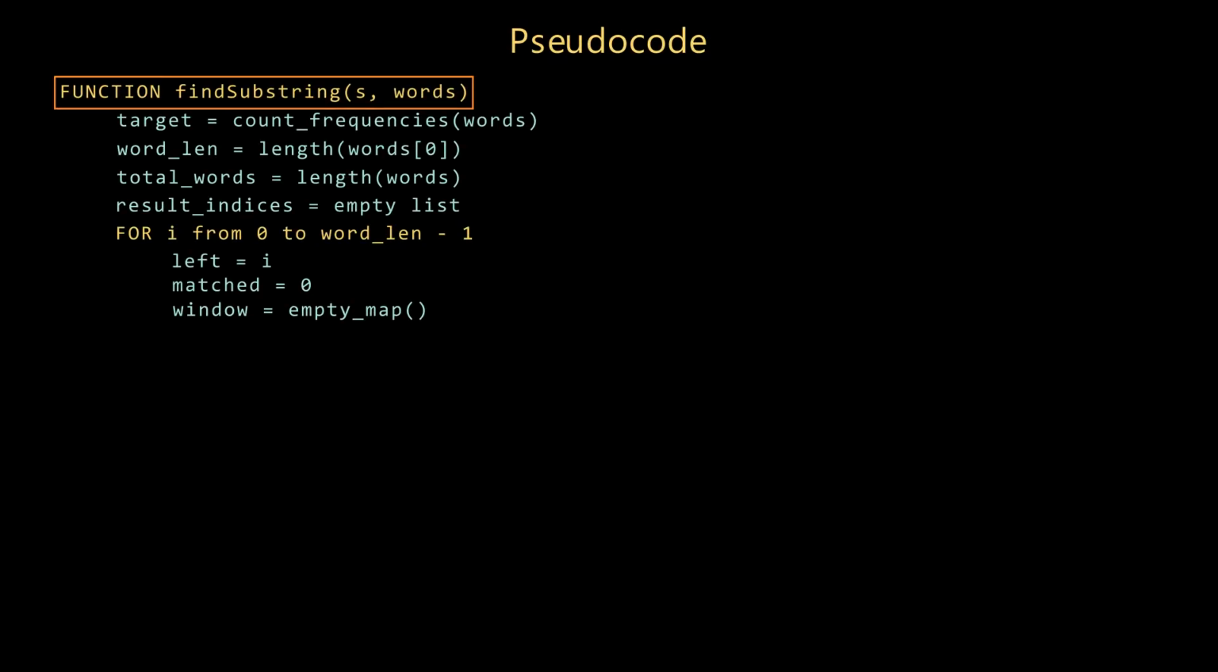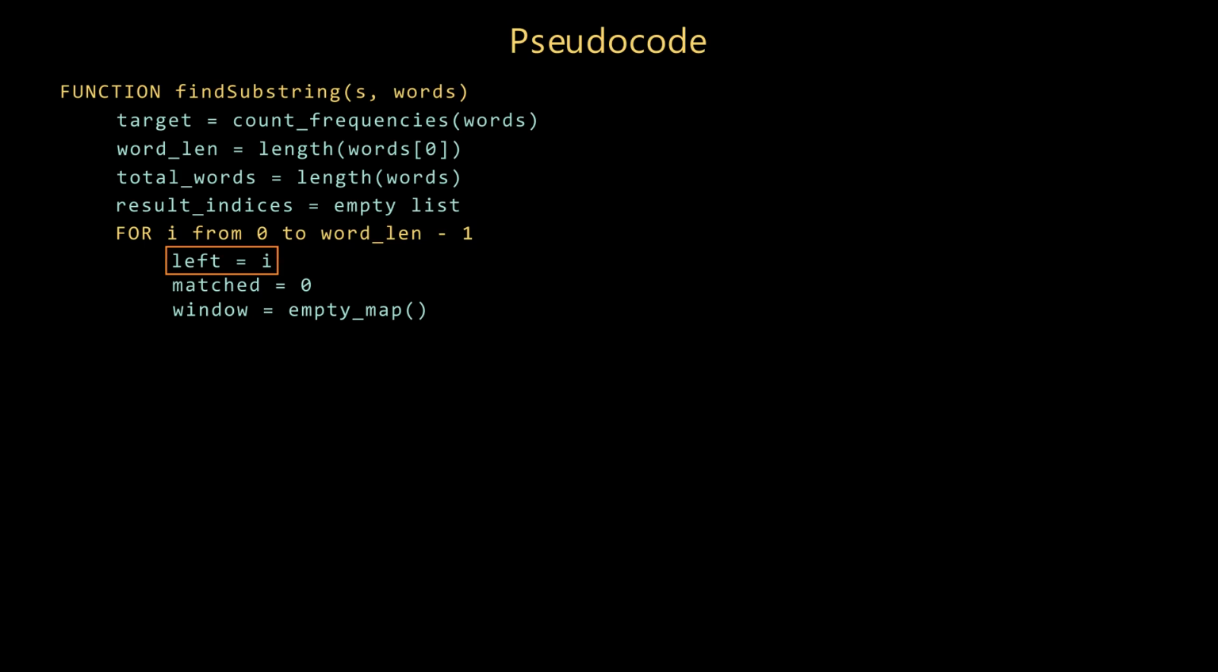The driver collects every valid concatenation start index. Build the target frequency map from words. Store the fixed word length shared by every word. Remember how many words must fit inside each window. Prepare an empty answer list. Run 1 independent lane for each starting offset.